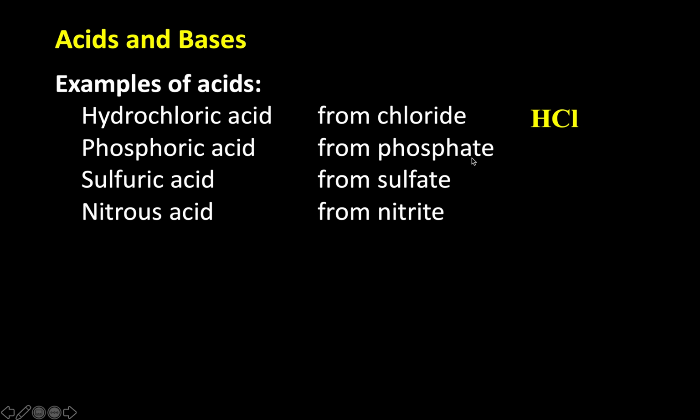Phosphoric acid is from phosphate. So the ATE ending goes with the "ic acid" ending. There's the phosphoric acid. Phosphate is PO4 3-, so that's why we needed 3 of these hydrogen ions. Sulfuric acid is H2SO4, same naming rule as the phosphoric acid. And the nitrous acid is from nitrite. So we can see these different endings on the anions will give us different endings on the acid names.